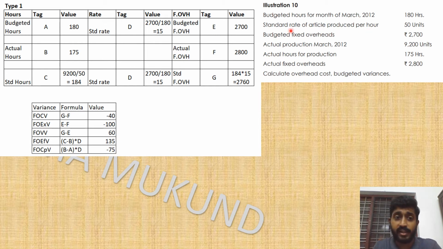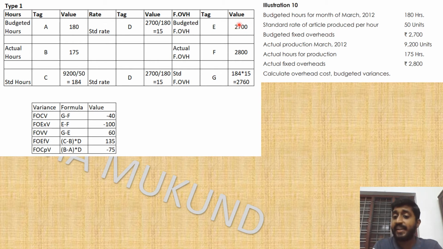So this is not the rate you have to take. This is the rate of article production per hour. In 1 hour, you can produce 50 units. That is the standard. Budgeted fixed overheads is given as 2700, and here it is taken as 2700.